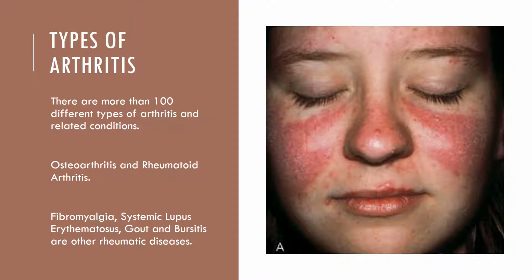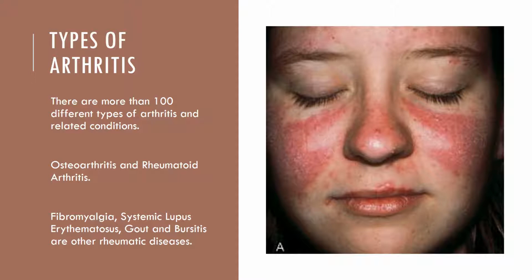Okay, the types of arthritis. We're not going to go into all of them, but there are 100 different types of arthritis and rheumatic diseases. The two main or common ones are osteoarthritis and rheumatoid arthritis. Some of the rheumatic diseases associated with this are fibromyalgia, systemic lupus erythematosus, gout, and bursitis.